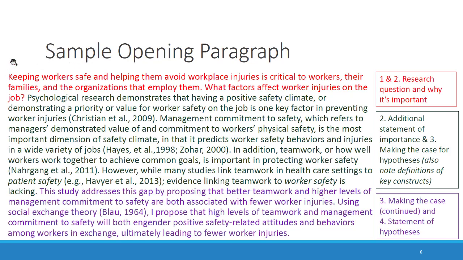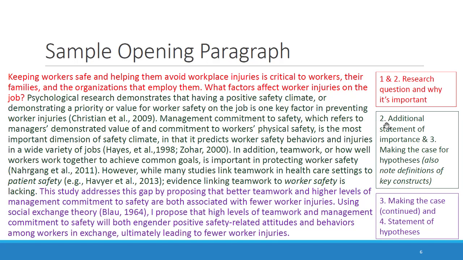So in the red here, we can see that it says keeping workers safe and helping them avoid workplace injuries is critical to workers, their families, and the organizations that employ them. So that's the research question. What factors affect worker injuries on the job? So that's kind of giving an overview of what I'm studying here. I'm studying what factors affect worker injuries on the job. And I'm stating why that's important, because we want to help keep workers safe and we want to avoid workplace injuries. So by understanding what affects worker injuries, we can help workplaces avoid injuries from occurring.